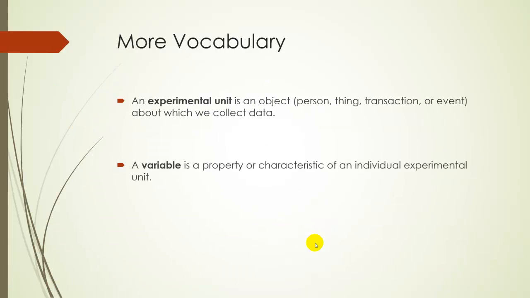So just a little more vocabulary. An experimental unit is an object, which again could be a person, thing, transaction, event, or really anything, about which we are collecting the data. So if we have a sample of 50 people, the experimental unit would be a person. A variable, on the other hand, is a property or characteristic of an individual experimental unit. Essentially, if you're asking somebody what's your favorite color, the variable would be favorite color. It is the answer to a question.